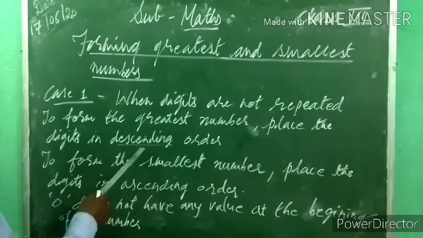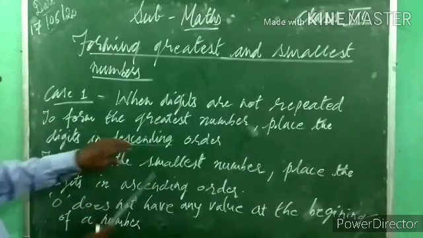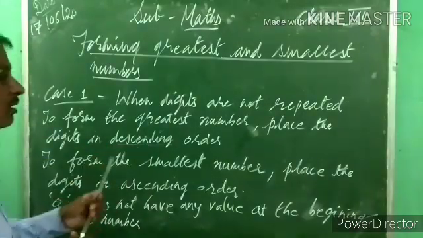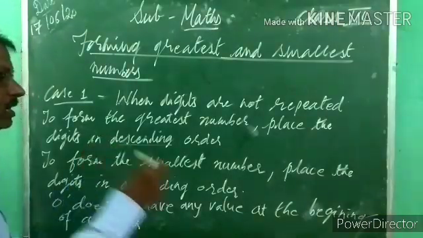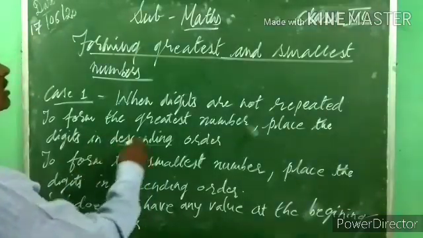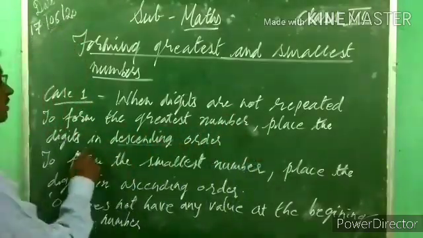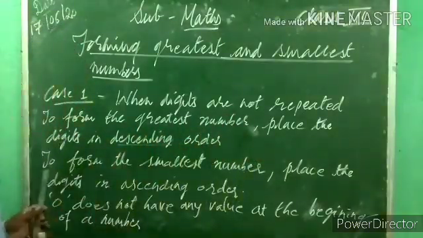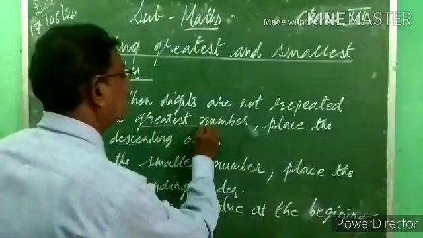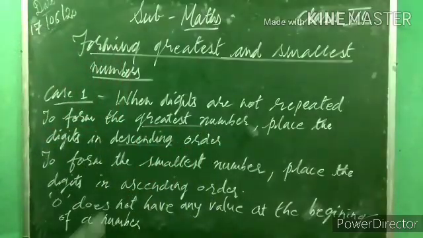Already we have studied this definition. You have to keep in mind, descending order means arranging the numbers from the highest to the lowest. When digits are not repeated, to form the greatest number, place the digits in which order? Descending order. While making the greatest number, arrange the numbers in descending order.